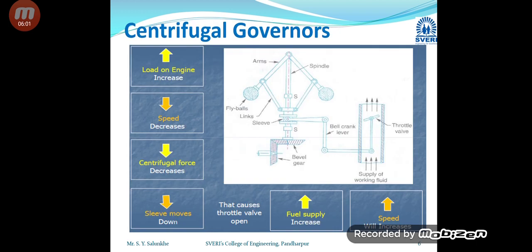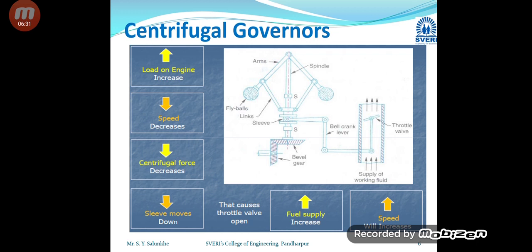And here again, in the schematic diagram you can see that when the load on the engine increases, the speed will decrease. If the speed decreases, then the centrifugal force will decrease, and what will happen is that the ball will come inside, and hence the sleeve will go down, and as the sleeve goes down, the fuel supply for that engine will increase.